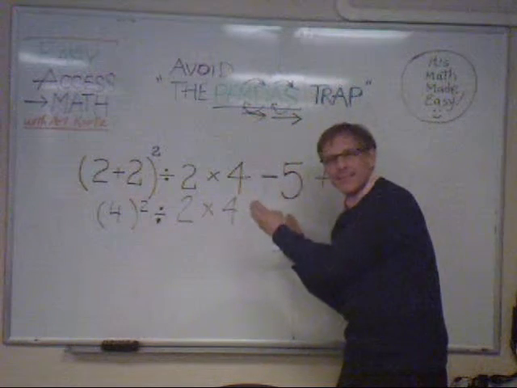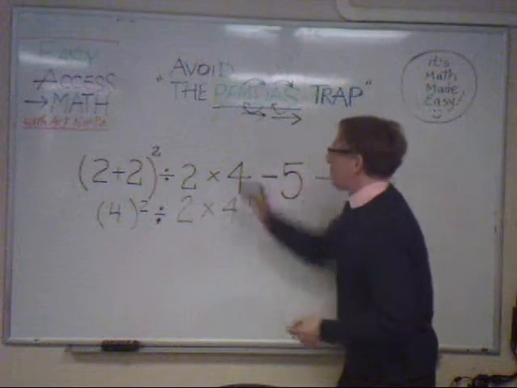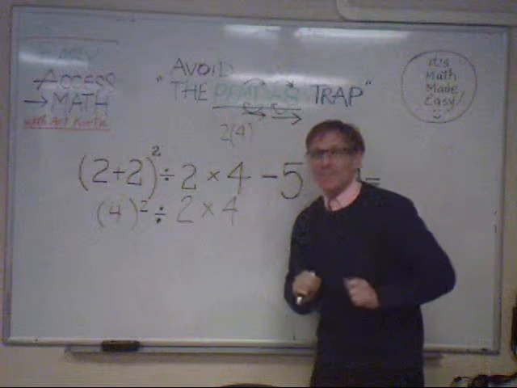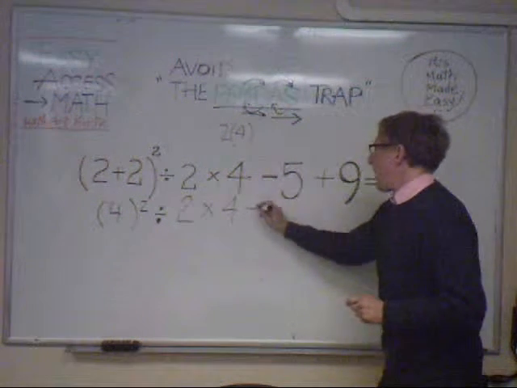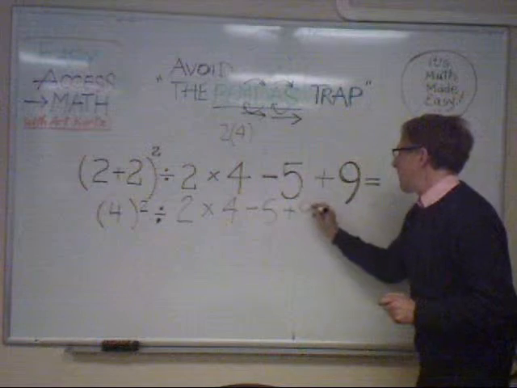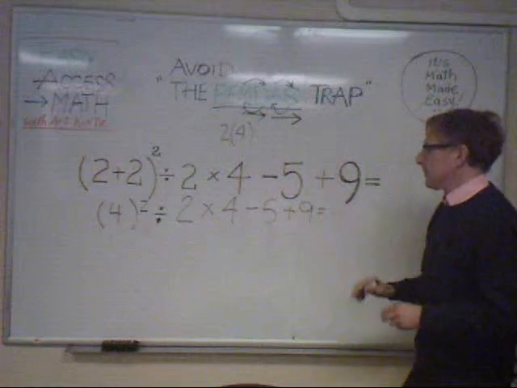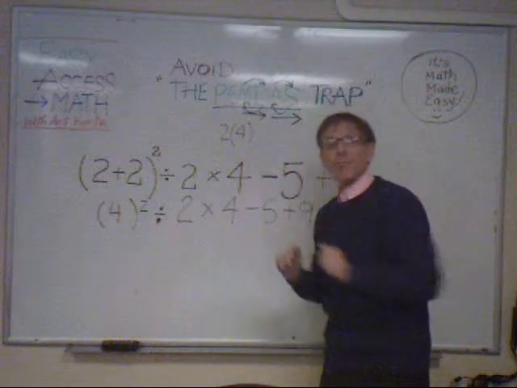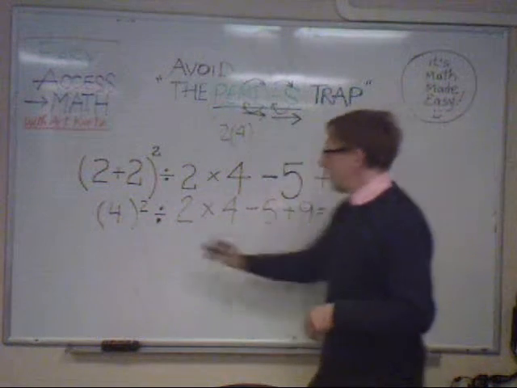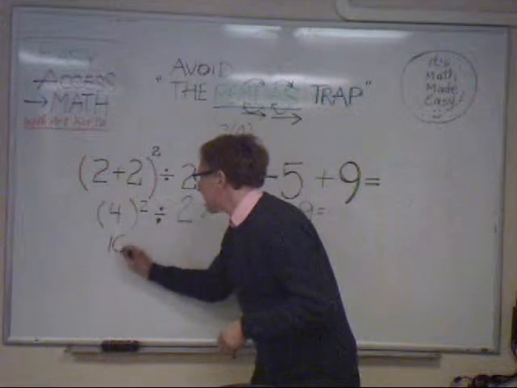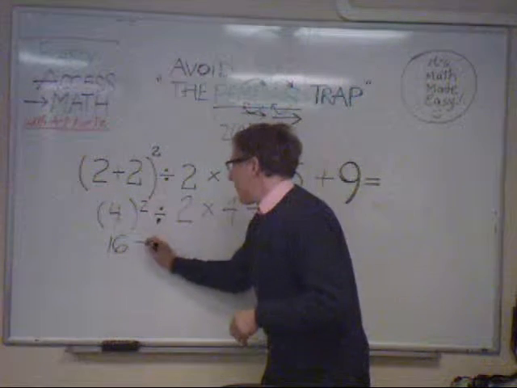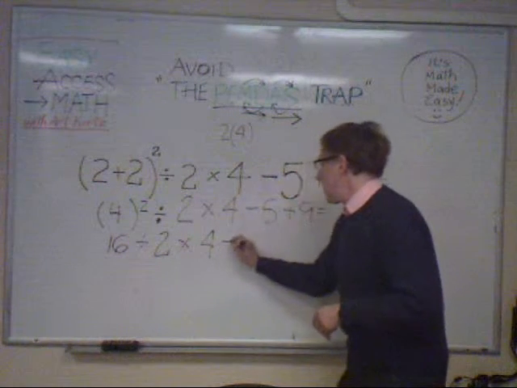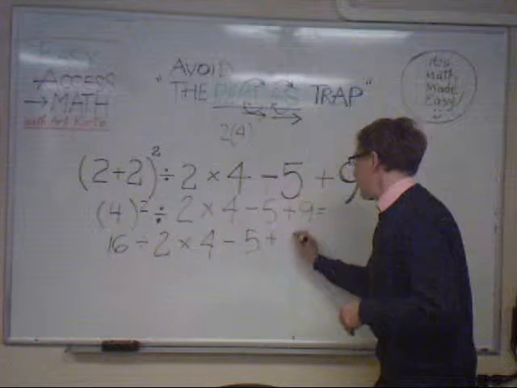Now, I wrote the old-fashioned times sign. Sometimes there might be a parentheses with nothing between it, separating your number from the next number, and that also means multiplication, just to remember. Minus 5 plus 9. So I brought everything else down. Now I'm going to follow the next step, exponents. And that also is in the proper order. There's nothing wrong with that. We do 4 to the second power is 16. That's the square. Bring everything else down. Divided by 2 times 4 minus 5 plus 9.